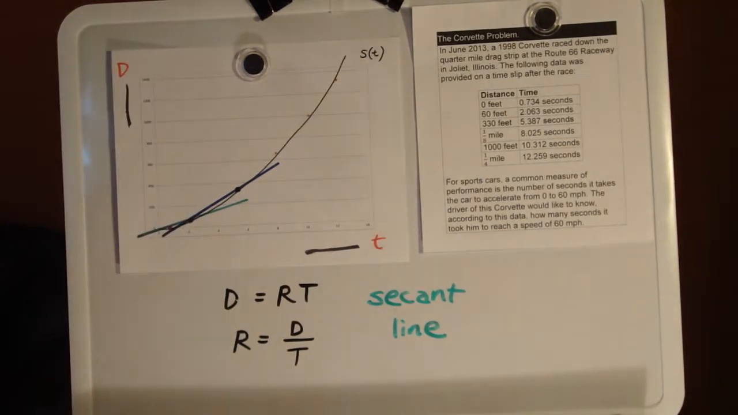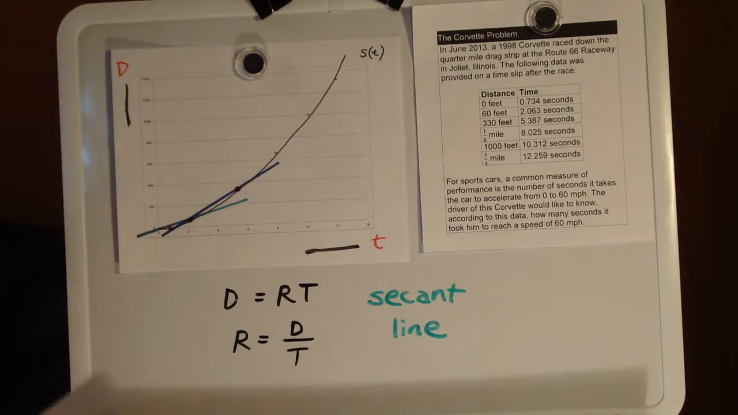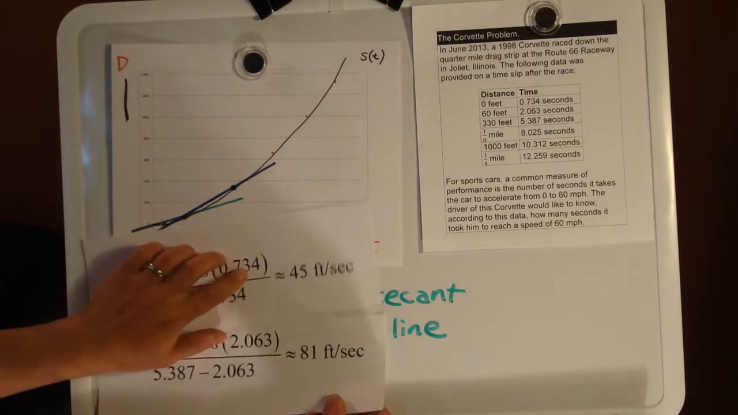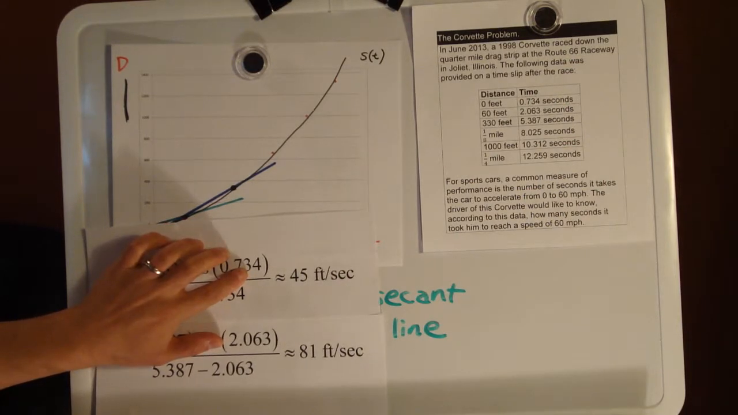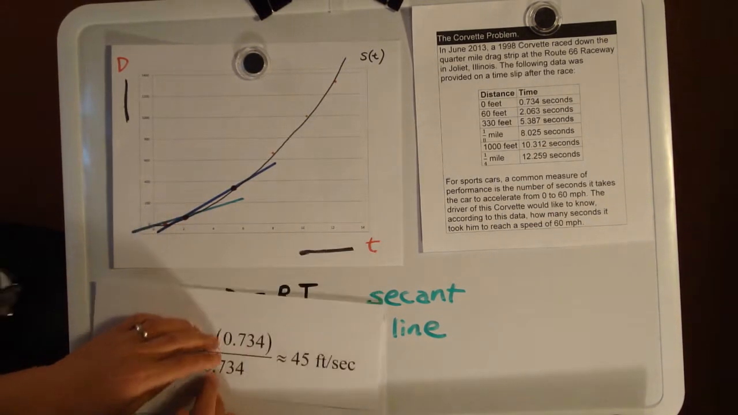You can definitely tell the slope of the second line is steeper than the slope of the first. And that's something you can see in the 2 calculations. The first calculation was near 45, and now we're up to 81. So the average velocity that we're calculating here corresponds to the steepness that we see in the graph.